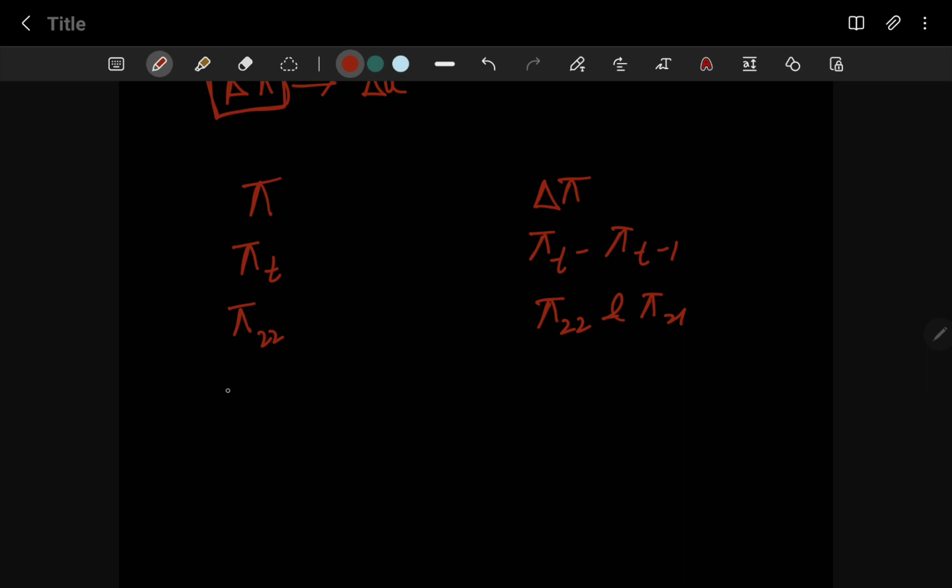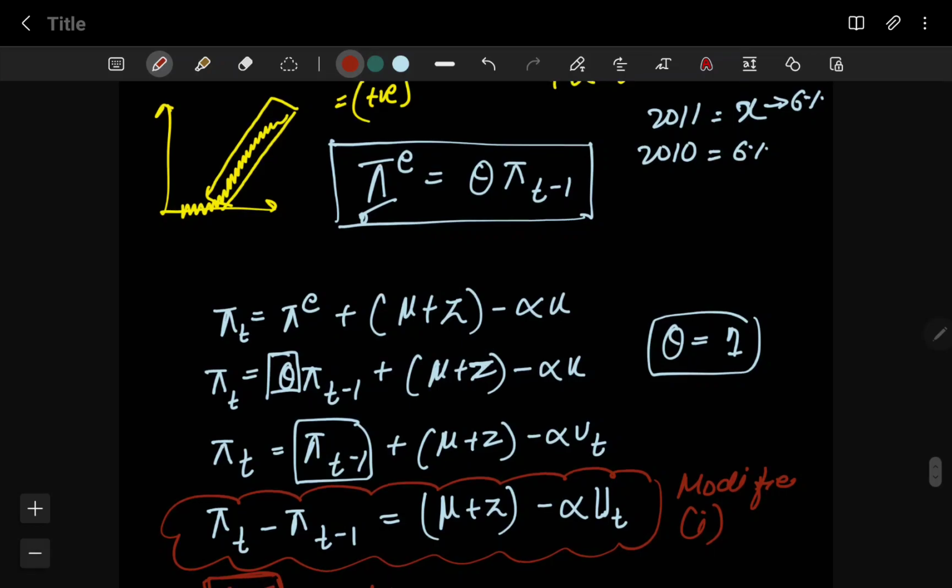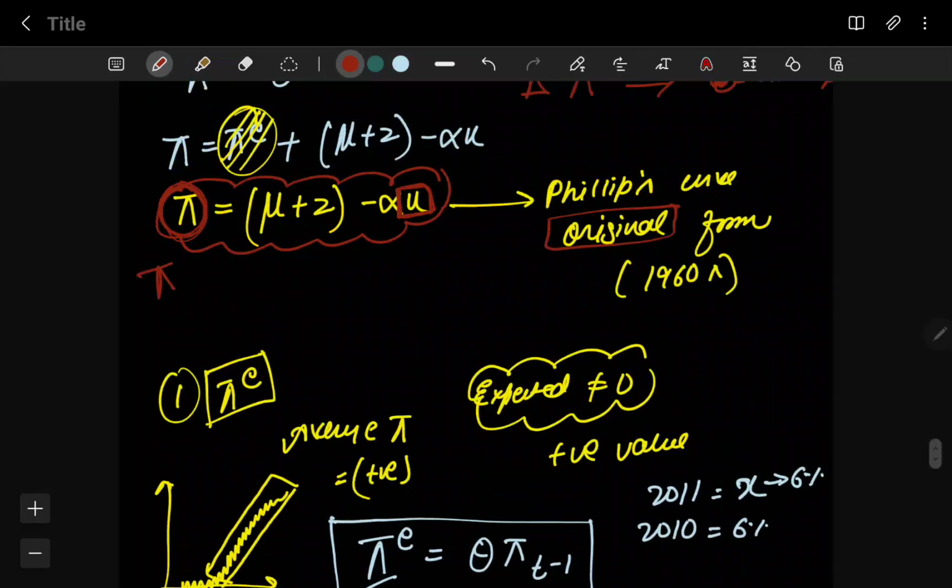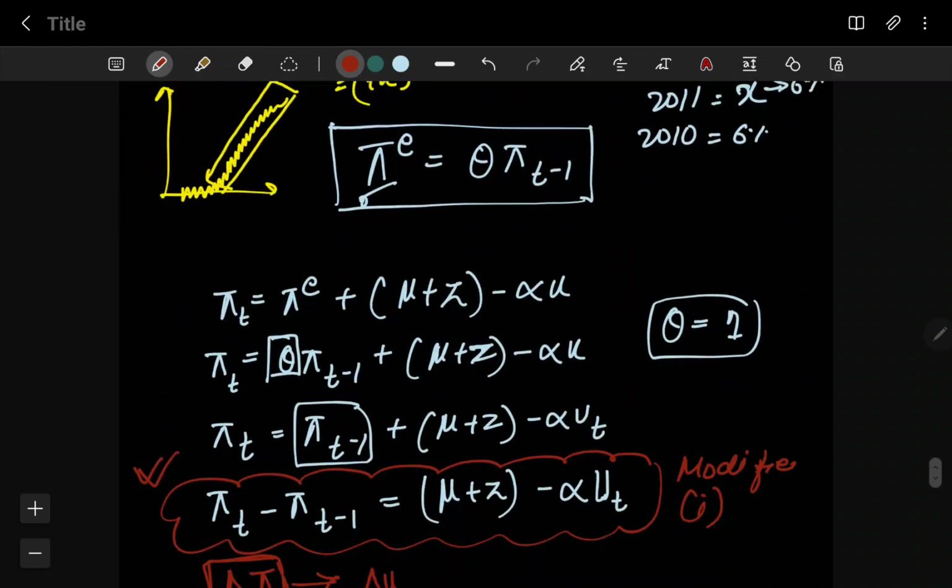For example, inflation in 2022 is say 3%. I'm just taking some random value, and 2021 was suppose 5%, right? So this is 3%, and this change in inflation is minus 2%, which means inflation has declined by 2%, right? So this is the difference between your modified one and original form, right?